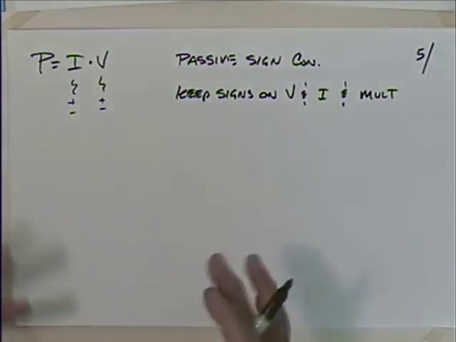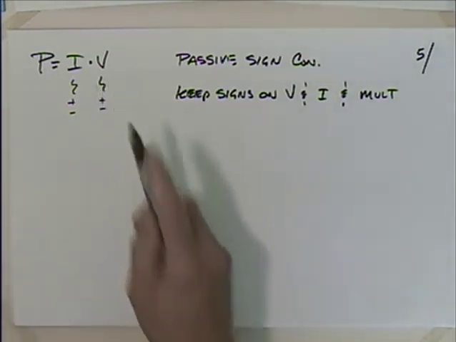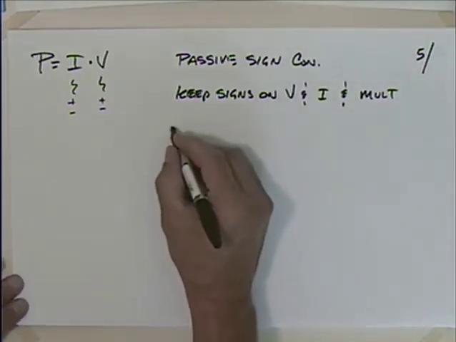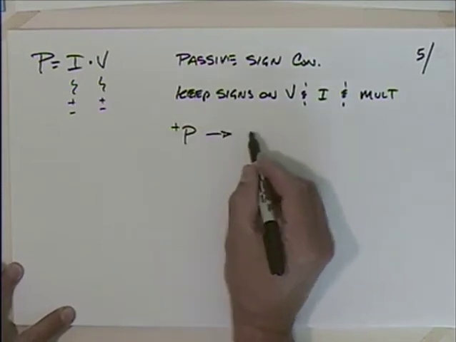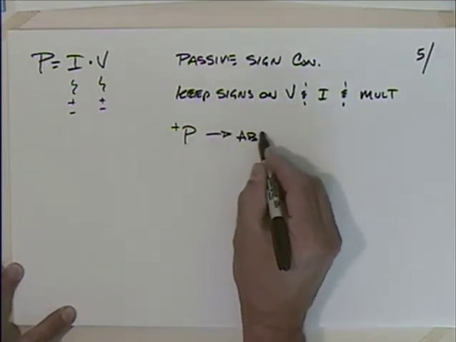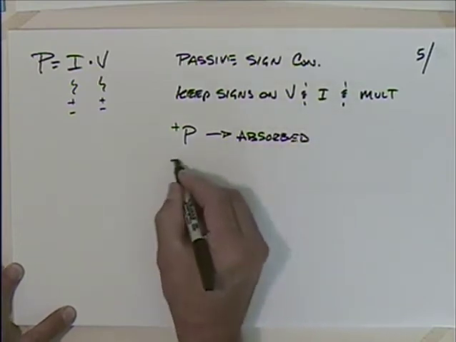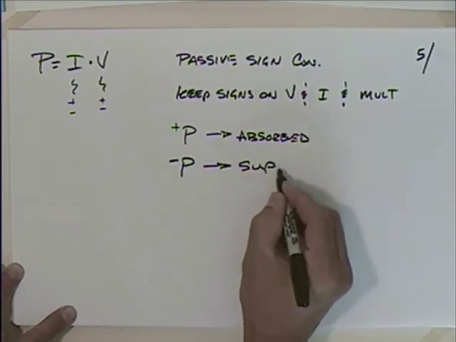So if I is positive and V is positive, power is positive. If I is negative and V is negative, power is still positive. But if either one but not both is negative, then you're going to get negative power. Well, what does this mean? If you have positive power, power is absorbed, whereas if we have negative power, it is supplied.